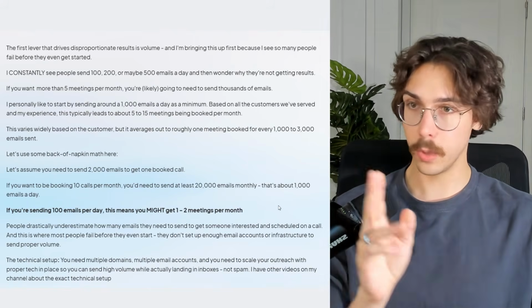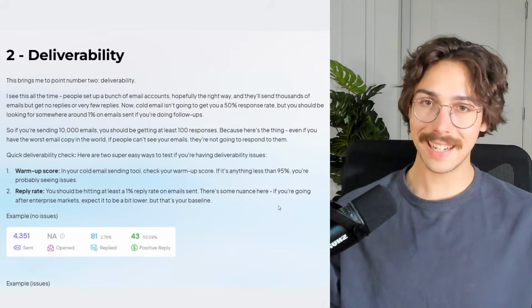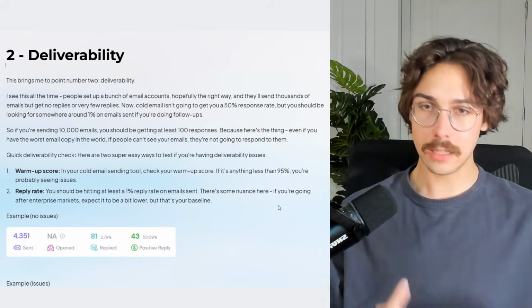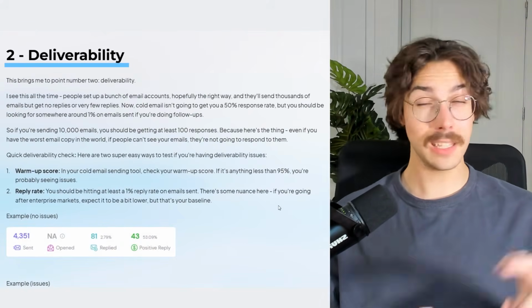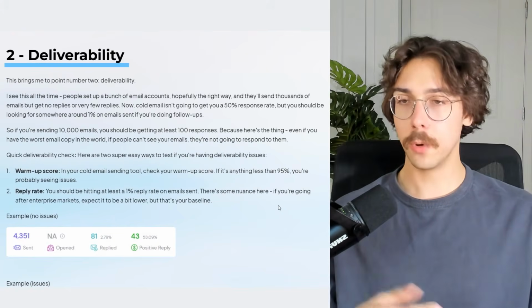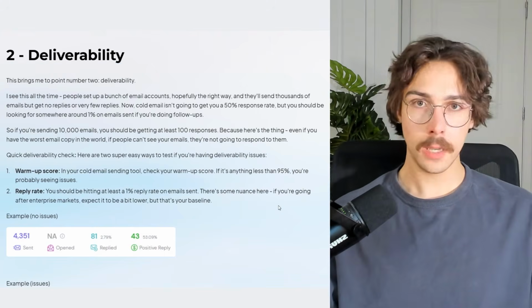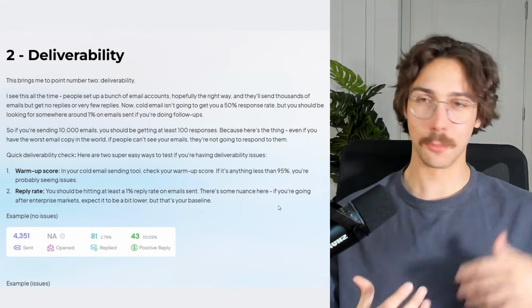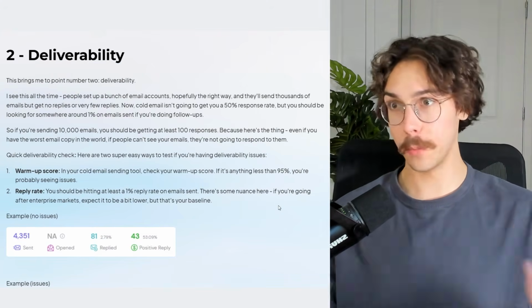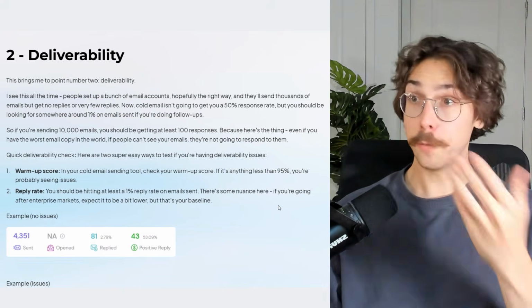But this leads on to point number 2, is that maybe you are sending enough emails, but they aren't getting delivered. So deliverability is probably the second biggest lever that I see people underutilize in their cold email campaigns or mess up. I see this all the time. People set up email accounts with some random infrastructure provider or from their main domain or whatever it might be. Hopefully they set it up the right way.